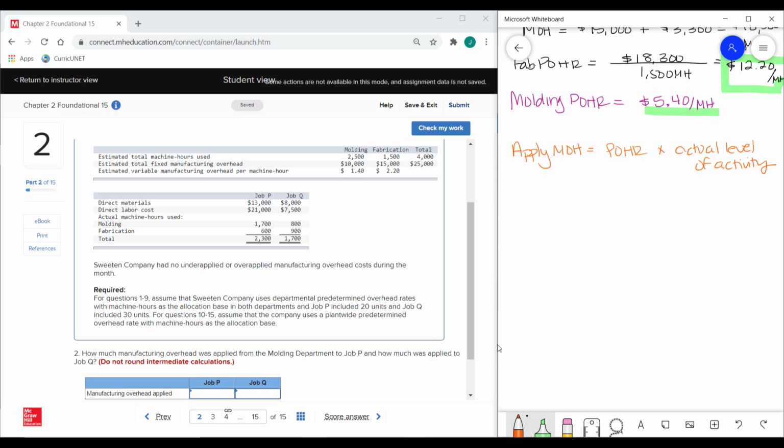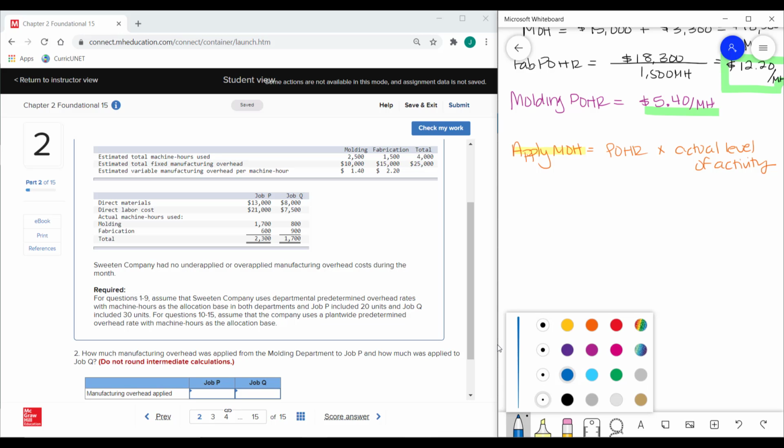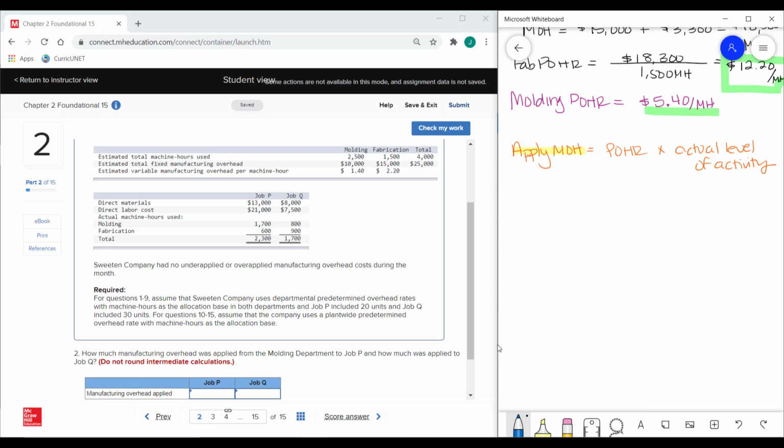Okay, so that's the application of overhead formula that we'll be using throughout this class when we apply overhead. Now we're going to start with job P and figure out how much of the molding department's manufacturing overhead to apply to this job. So we'll follow this formula.